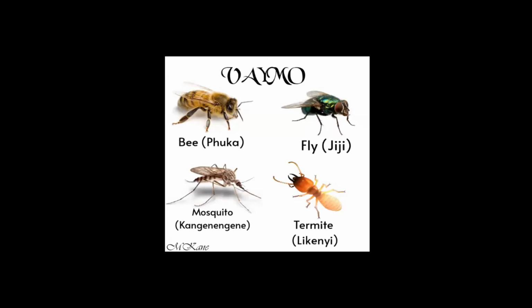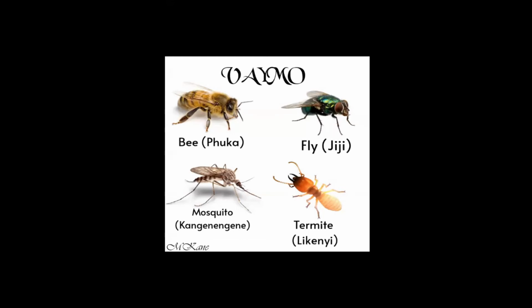Then I've got the termite. One of the popular shops in Copperbelt. I don't know if it is also there in Lusaka and other parts. Termite is likenyi. When we say termites, plural, it's makenyi. You start with M-A, and then you omit the L-I. It becomes makenyi, from likenyi to makenyi.